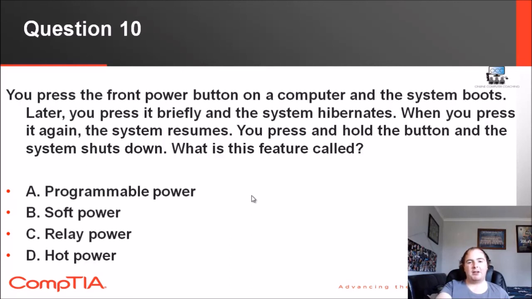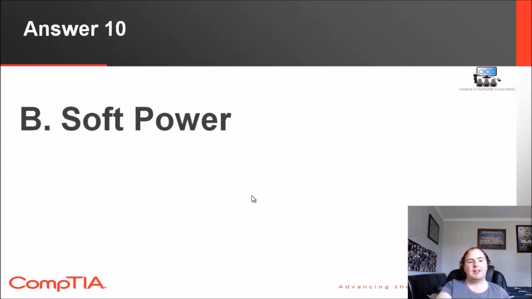You press the front power button on a computer and the system boots. Later you press it briefly and the system hibernates. When you press it again, the system resumes. You press and hold the button, and the system shuts down. What is this feature called? Programmable power, soft power, relay power, hot power. If you've heard of a soft boot or cold boot, hot reboot, hot boot, this is called soft power because it's not a hard shutdown. Doing a hard shutdown is where you basically hold the button until the computer turns off abruptly. So this is soft power, where you just touch the button for a little bit, and then Windows or the computer goes shutting down. So the answer there is B.